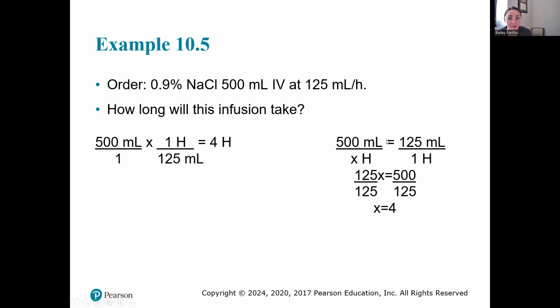So once again, I have to make sure that everything on top and everything on bottom matches. So I have my 500 milliliters and my 125 milliliters. I have my X amount of hours because we don't know how many, and my 1 hour. I cross multiply. So I have 125 X, because we don't know what X is, equals 500. And now I divide by 125, and that equals 4.